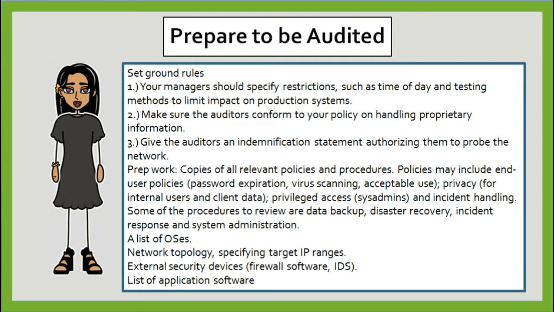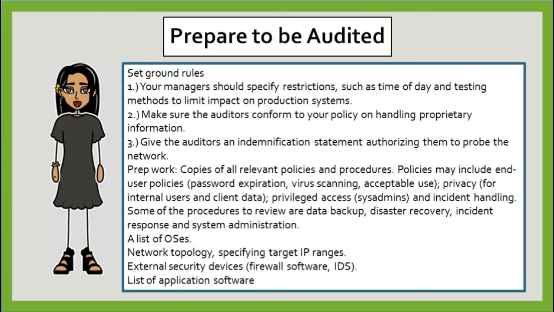Set ground rules. 1. Your manager should specify restrictions such as the time of day and testing methods to limit impact on production systems. 2. Make sure the auditors conform to your policy on handling proprietary information. 3. Give auditors an indemnification statement authorizing them to probe the network.